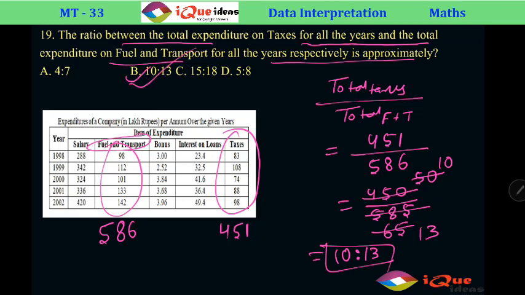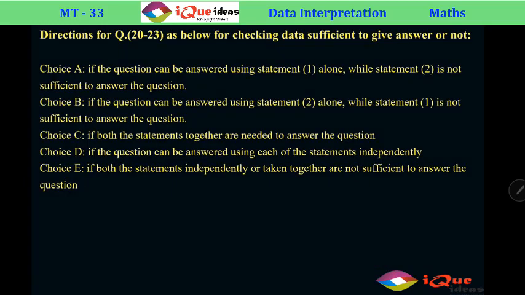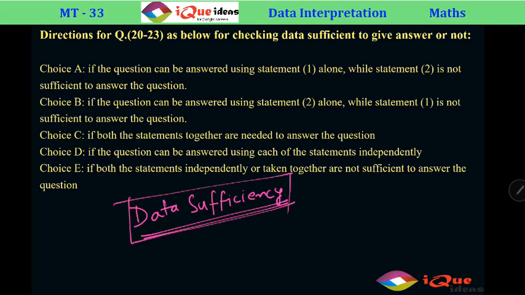Okay. Now let's take up the next set of data. Now this next set of data is actually not a data interpretation question. It is called data sufficiency. Alright. Now in data sufficiency, what we have to do is we have to check whether the given data is sufficient to answer a given question or not. Right. And the way it is sufficient, we have to mark the answer.